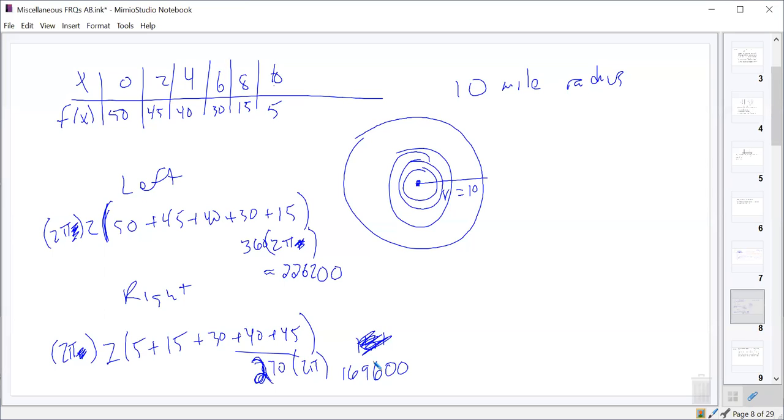Are we sure we did our arithmetic right? 50, 45, 40, 30, 15. No, it should be 180 times 4 times pi. Oh, that's what I have there. I do have 360 times two. Yeah, I'm looking here, right?